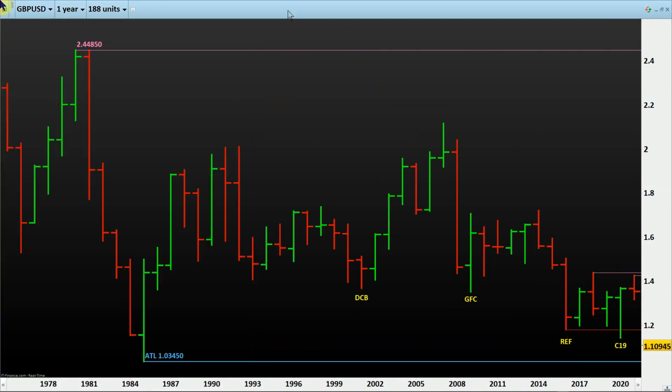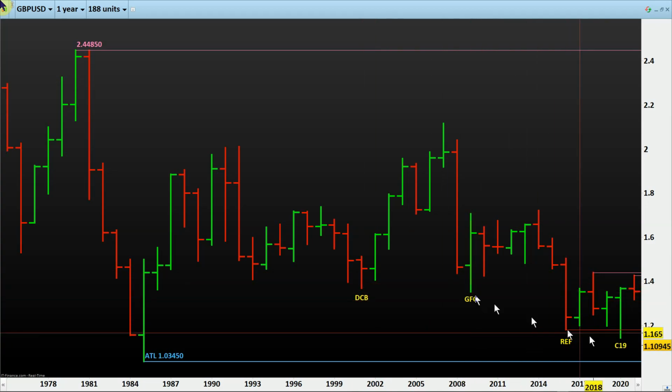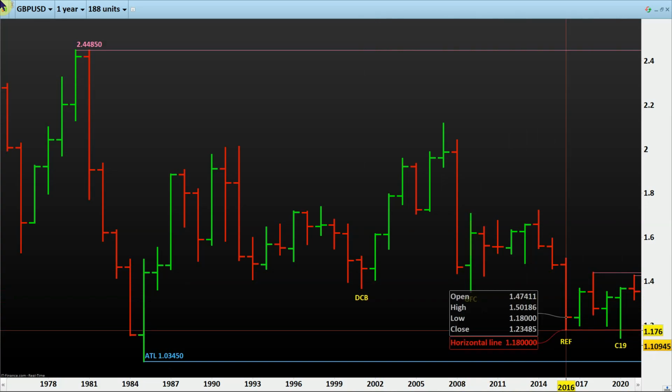So we have seen 4 events in our lifetime. If you have been trading for the last 20 years, like us, we have probably seen this one. I don't remember this one, but definitely I have seen this one. I was not an active trader at that time. I was an active trader from here. Alright. So from 2009 we saw this, and now what you can see, this GFC is less than DCB, this REF is less than GFC, and this C19 is less than REF, isn't it?